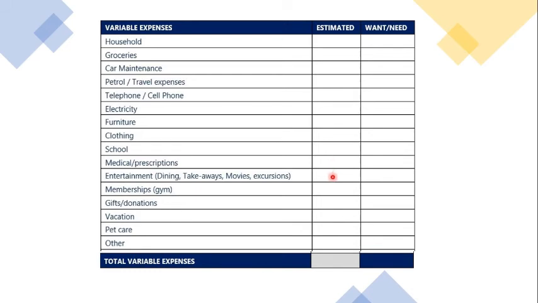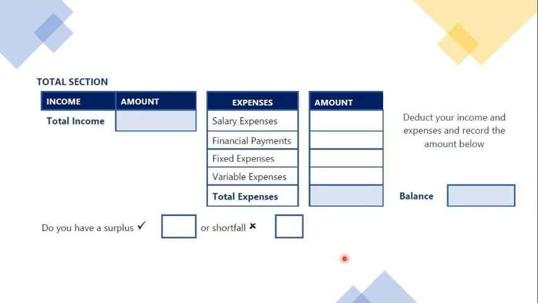Do you dine out? Takeaways, movies, excursions, memberships, gym, or any other memberships? Gifts or donations you give to a church or charity, or even just a birthday? Vacation. Do you put money aside for that? Pet care. Some people say my pets are my children. Do you put money aside? That's perfectly fine. Anything other? And then, of course, our total variable expenses.